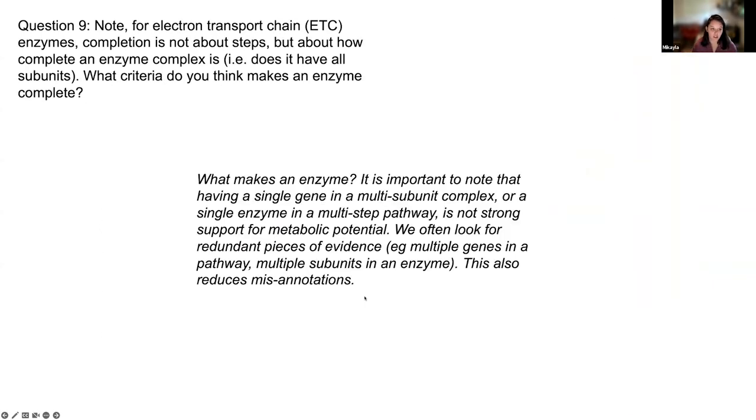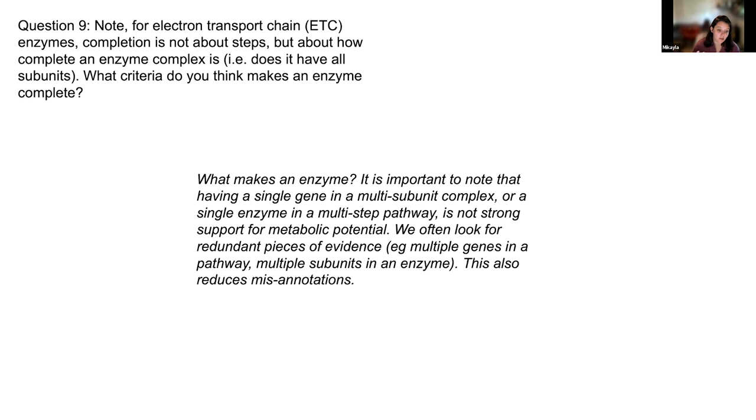For the electron transport chain, completion is not about the steps in the pathway. Just like the TCA cycle, those are steps, but for the electron transport chain we're talking about enzymes, so how complete an enzyme complex is. What criteria do you think makes an enzyme complete? It's important to know that having a single enzyme in a multi-subunit complex or a multi-step pathway is not strong support for metabolic potential. So we often look for redundant pieces of evidence within a genome: multiple genes within a pathway, multiple subunits within an enzyme.